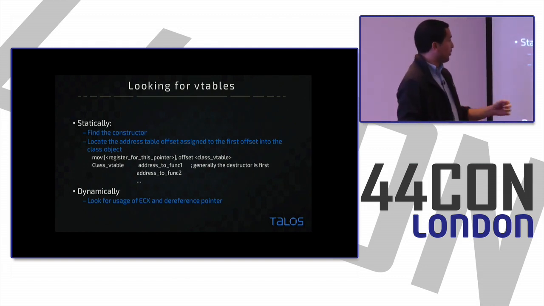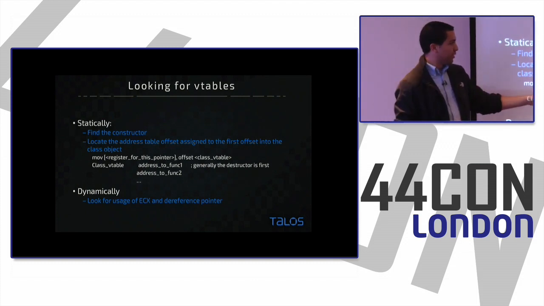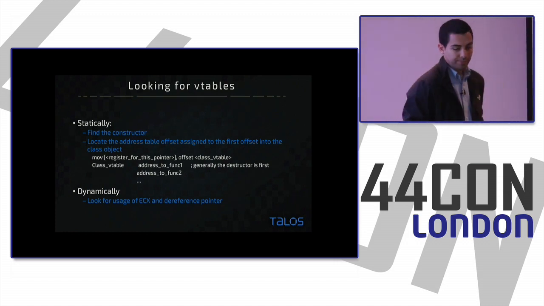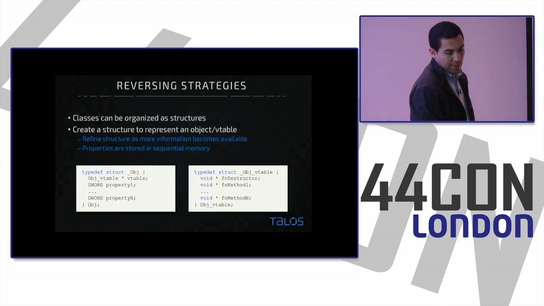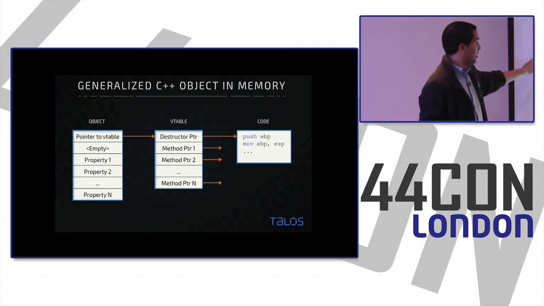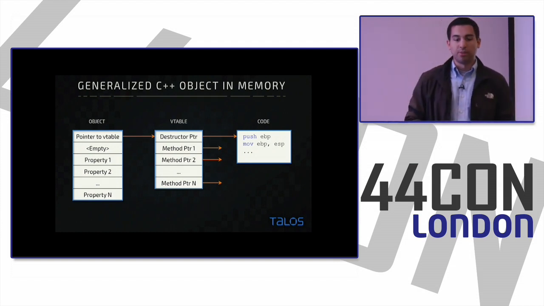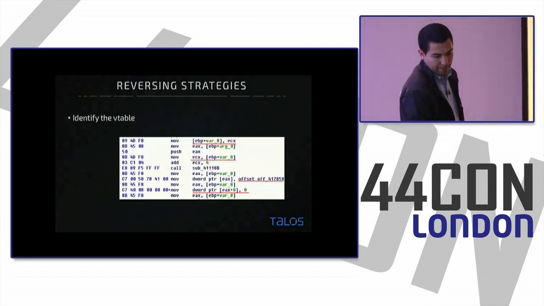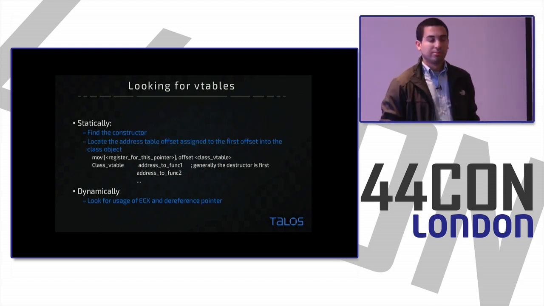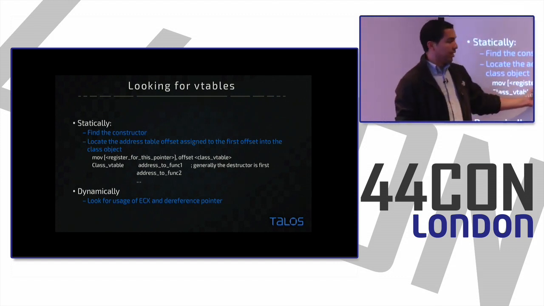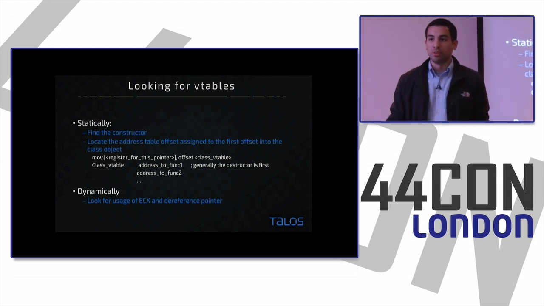So in IDA, what you're going to be looking for a lot of times is a move instruction to a dereference of a register. Remember, in the diagram I had earlier, the vtable is going to be the first offset in the object. So ECX is pointing to the address of this object. It is going to be dereferenced and assigned a hard-coded value, and that's a really great indicator that it is a vtable. Once you go to the actual address of the vtable, you will see address after address that corresponds to actual code inside the binary.